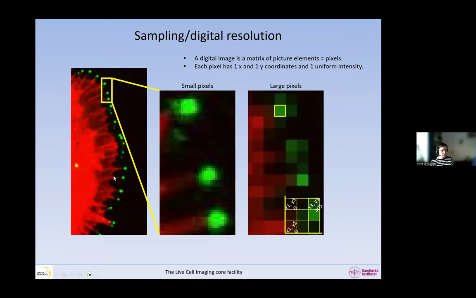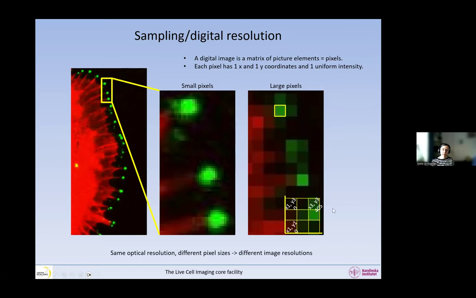So I've shown you this picture before. If we have this image of a cell and we zoom in here, we could image this cell with small pixels or large pixels, and you can see that the image looks very, very different. And here we can see the individual pixels, and each of them has an X, a Y, and a coordinate in each channel.